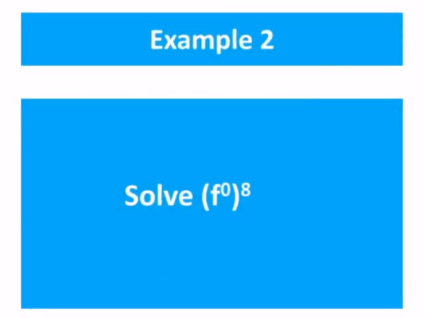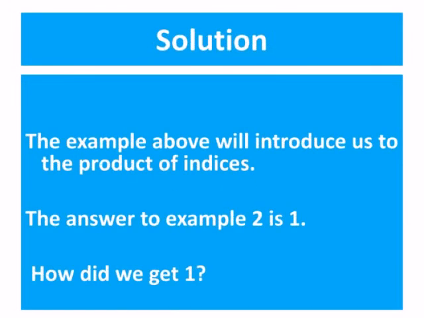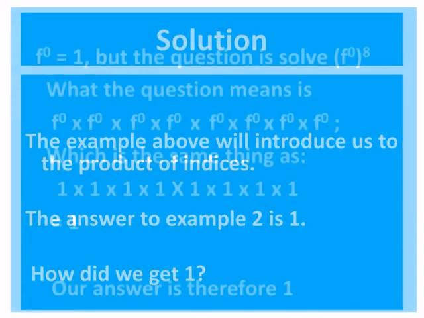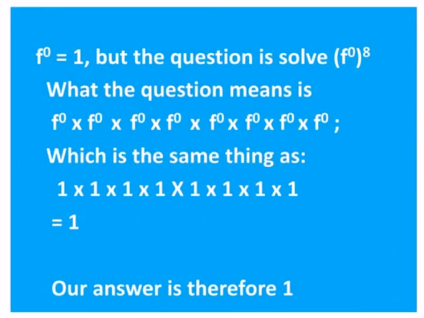Example 2. Solve f raised to the power 0 raised to the power 8. Solution. The example above will introduce us to the product of indices. The answer to example 2 is 1. How did we get 1? f raised to the power 0 equals 1. But the question is, solve f raised to the power 0 raised to the power 8.